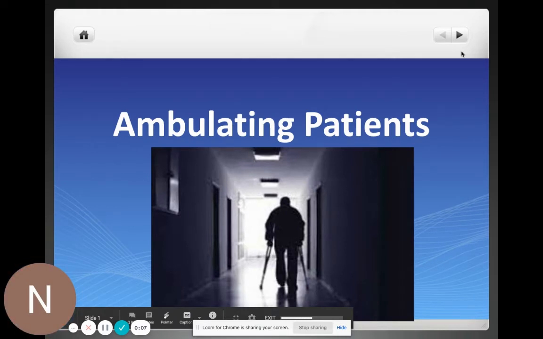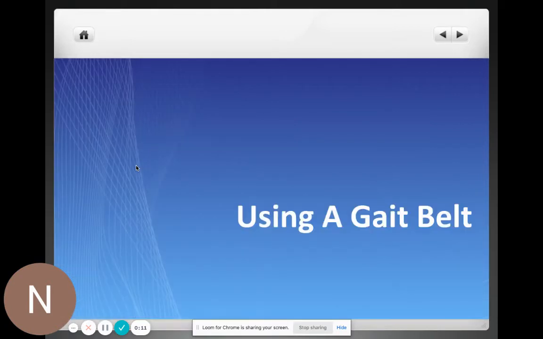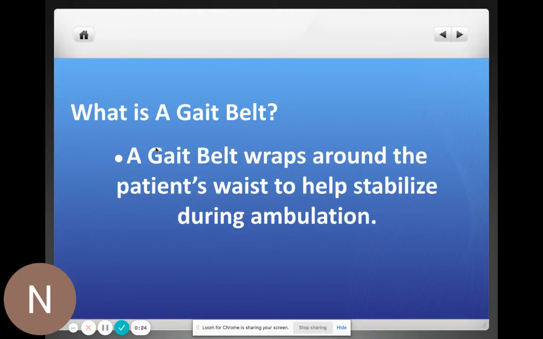Okay, so this PowerPoint is over ambulating patients. So we're going to talk about how to ambulate. Ambulate means to walk. We're going to talk about how to ambulate using a variety of assistive devices. So the first one that we're going to talk about is a gait belt.